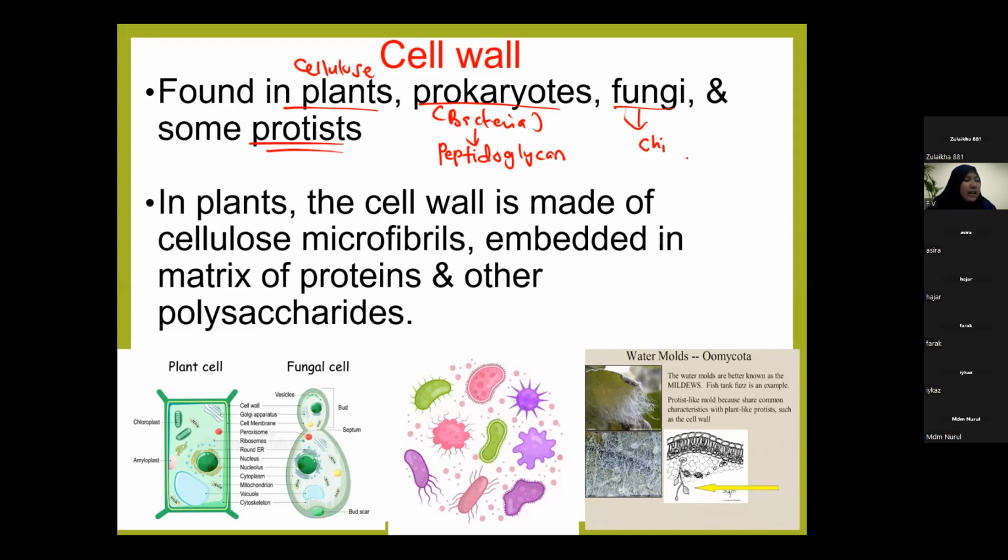Jauh dia bunyi. Very good. Chitin. Okay, right. And some proteins. So these are cell walls. So different organism has different component of the cell wall that we have discussed before. Okay. In plant, the cell wall is made of cellulose microfibril embedded in the matrix of protein and other polysaccharide. Maksudnya the cellulose dia bercampur dengan proteins and plus with other polysaccharide. Gula complex. Polysaccharide is complex sugar.